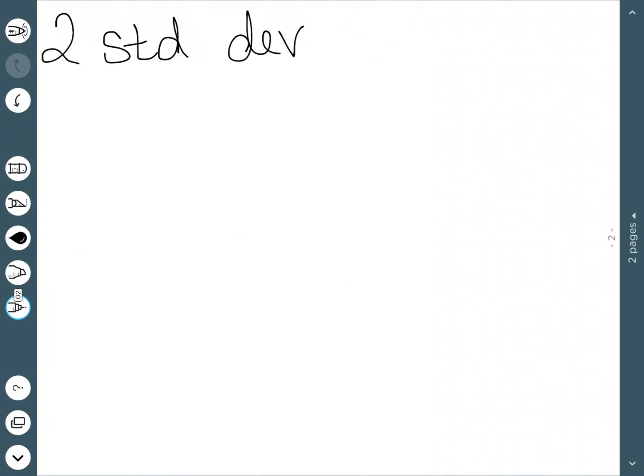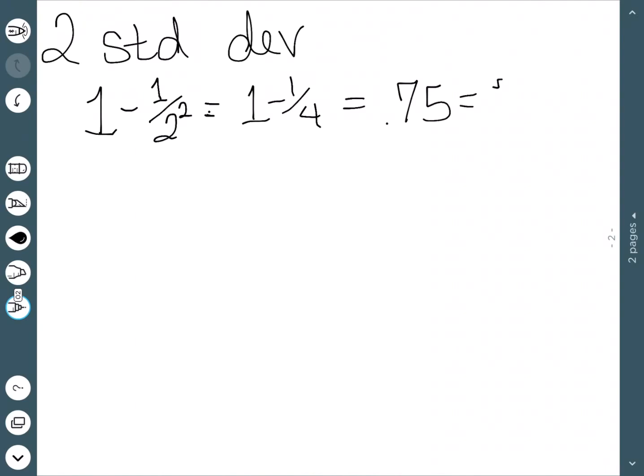Let's suppose we have our mean and we want to know how much data is within 2 standard deviations. Chebyshev's theorem says we now have 1 minus 1 over 2 squared, which is 1 minus 1/4, which is going to be 0.75 or 75%. So at least 75% of our data is within 2 standard deviations from the mean. It could be more than that, but it cannot be smaller. We know it has to be 75% or more.